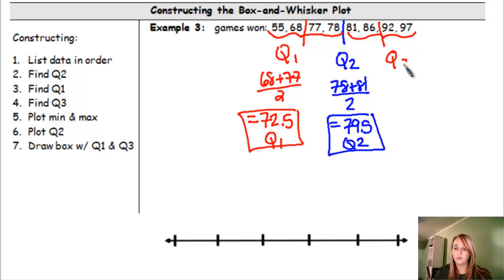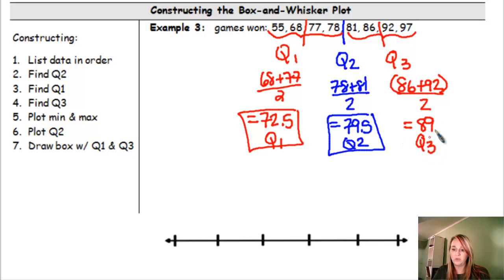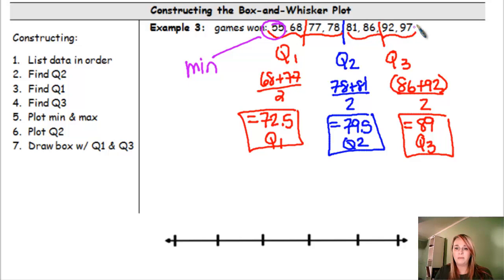Right in the middle is Q3. So I take 86 plus 92 and divide by 2. Now remember, when you're putting this in your calculator, you'd better do 86 plus 92, hit enter, and then divide by 2, or you won't get the right answer. The other option is to go ahead and put parentheses around the 86 and 92. So here I get 89, which is my Q3. And then I have my minimum, which is 55, and my maximum, which is 97.